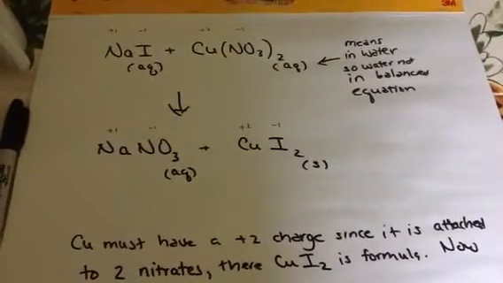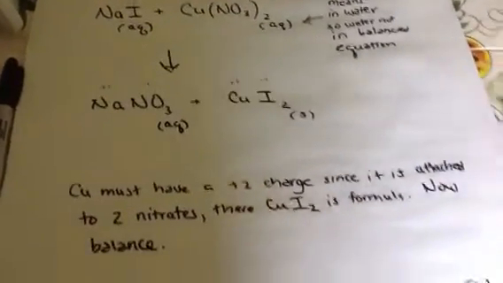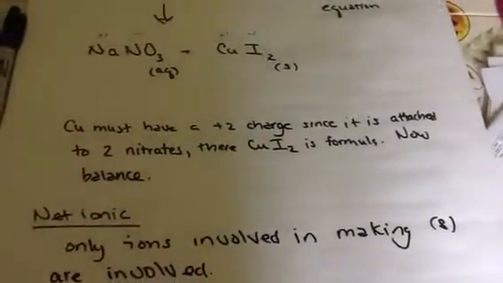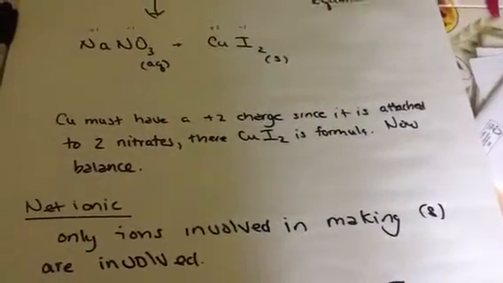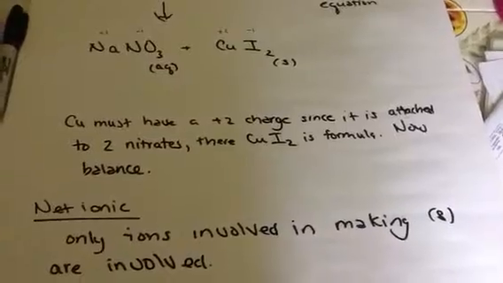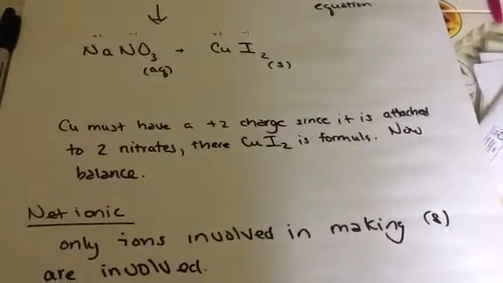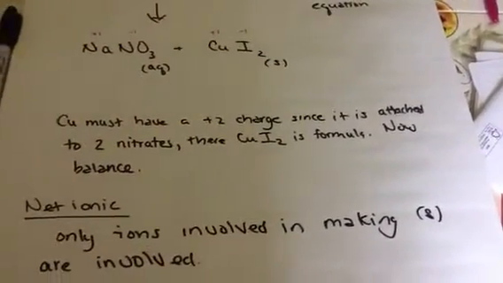Okay, so now you have to balance that equation, and I didn't do that. So that's what I've written here. I've said copper must have a +2 charge since it is attached to the two nitrates. Therefore, copper iodide is the formula, now balance.